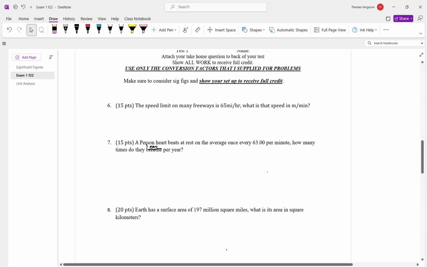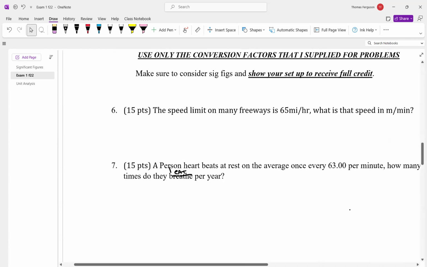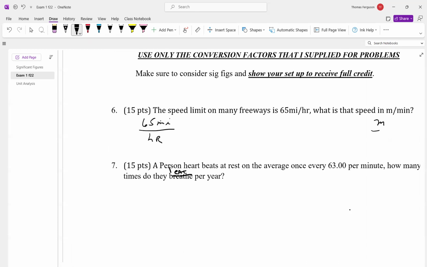Okay, so here we have a fraction problem, 65 miles an hour to meters per minute. We've already done an example of that earlier, but let's just do it again. Okay, so it's a fraction problem. That means there's 2 problems here. The numerator on the top and the denominator on the bottom are 2 separate problems. So we need to get miles, excuse me, miles to meters.